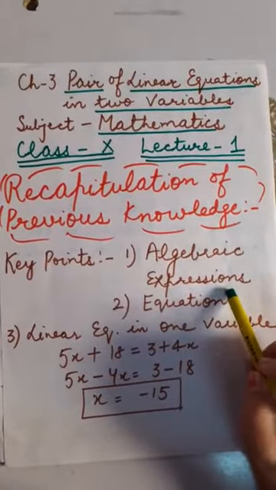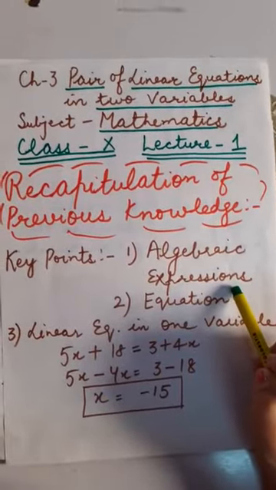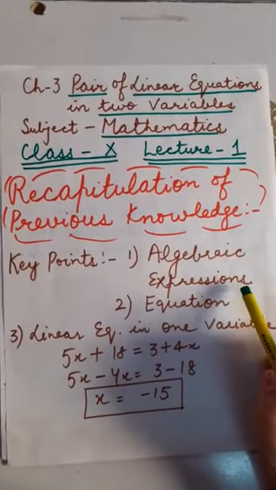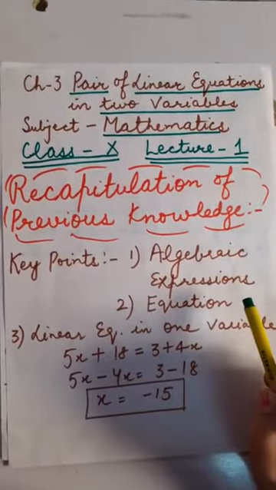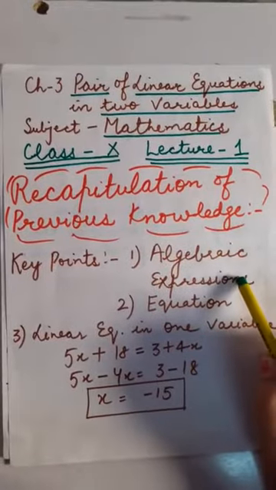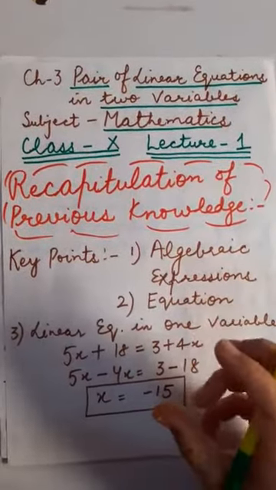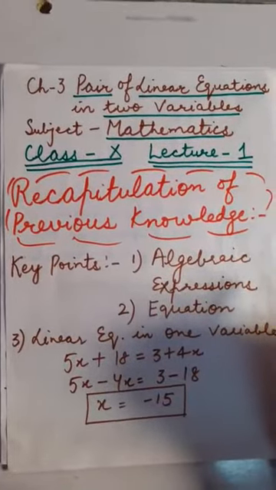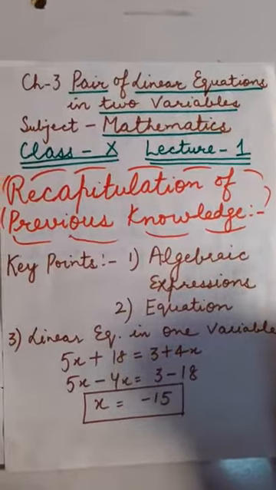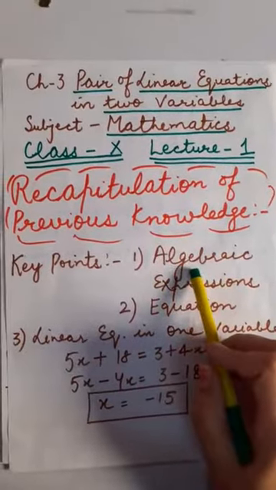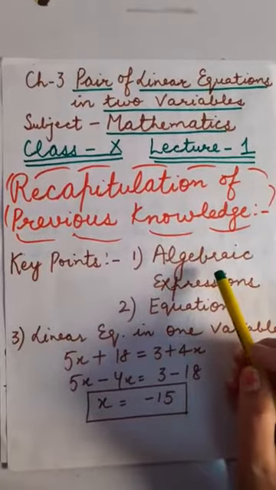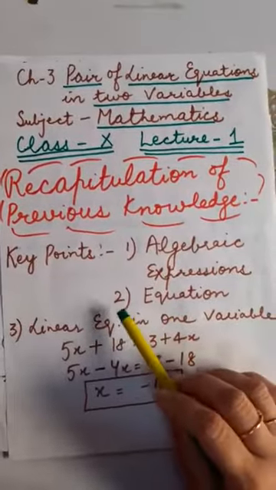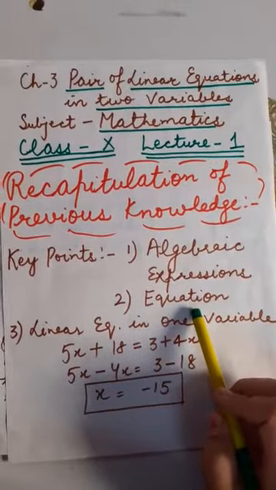Algebraic expressions are those expressions in which constants, variables, and different fundamental mathematical operations are present. Means variables and constants must be connected to each other with different fundamental mathematical operations like addition, subtraction, multiplication, and division. For example, if I say 2x plus 3y minus 7, this will be known as an algebraic expression. Let us switch to the next point, that is equation.